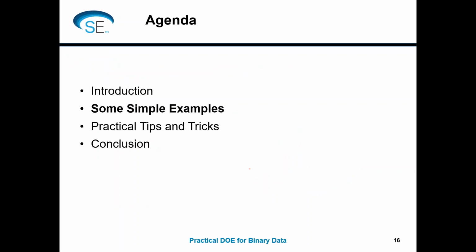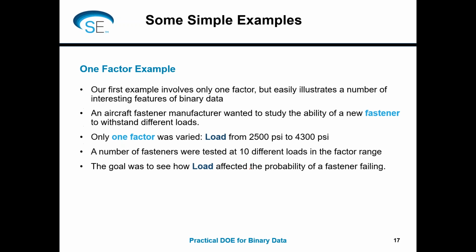Okay, so now I'm going to go through 2 examples here. So hopefully that gave you some information about the nature of binary data and how we analyze it. Our first example is a 1-factor example just to keep things simple. The next example will be a 5-component mixture. But this illustrates a number of interesting features of binary data.